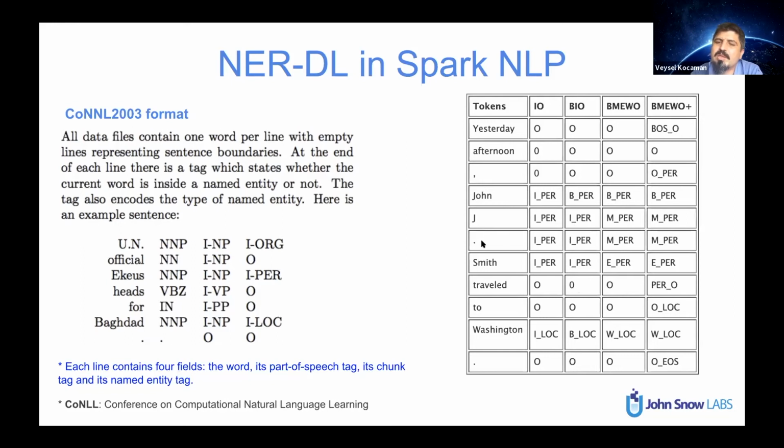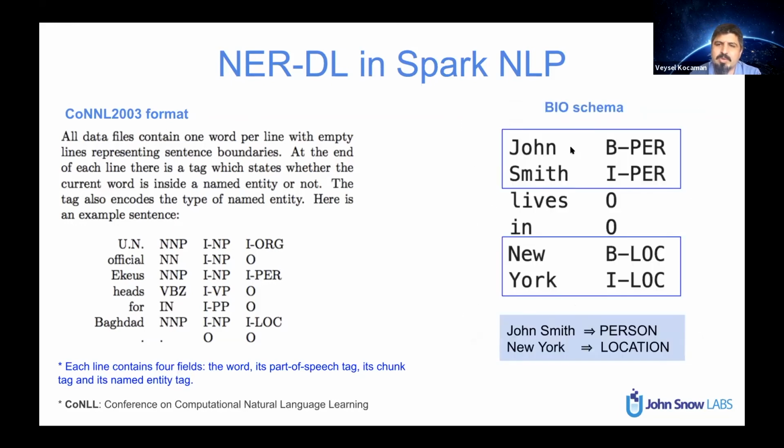So John J. Smith is a 4-gram chunk, right? The model will try to find the relationship between what makes the first token B and not I. That's why we add some granularity to the model. We can also use the other scheme in Spark NLP, but we are not using it. I don't suggest it, because in practice there should be some difference between the first and second token. Like John Smith, B-PER, I-PER, New York, B-LOC, I-LOC.